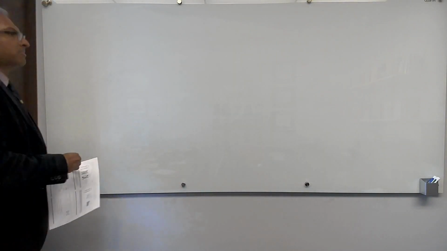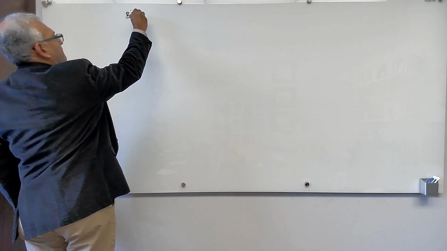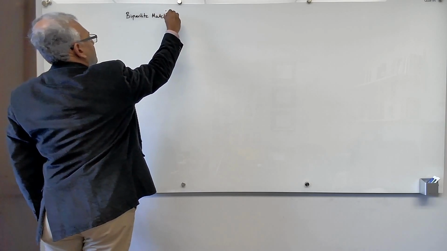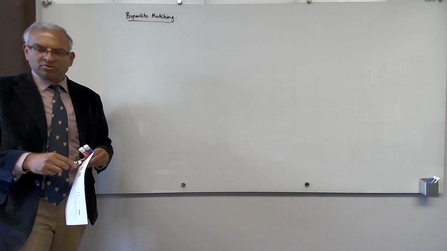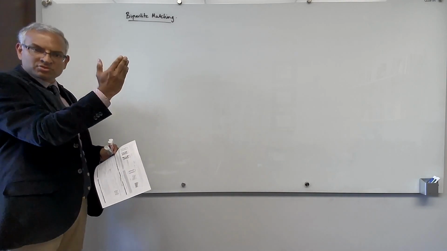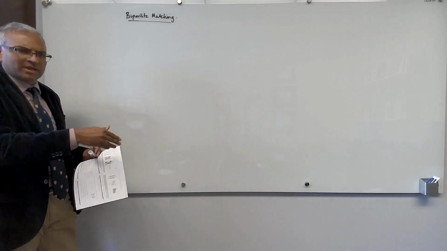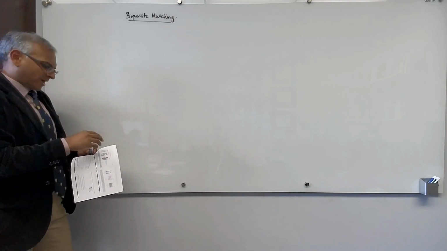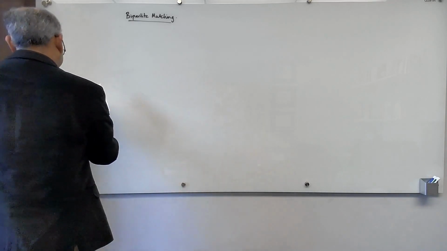Okay, so let's talk about bipartite matching. The general setting is you have a bipartite graph, which has two types of nodes, two types of vertices, and for convenience we'll call them the blue and the red, or the left and the right. All the edges go from the left to the right. Let me show you an example.